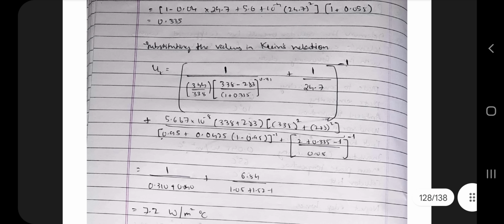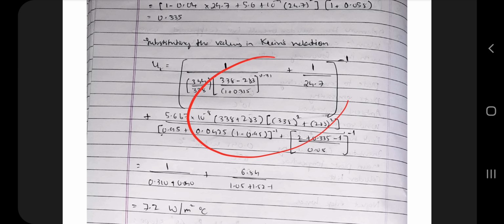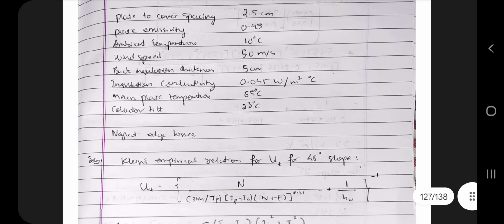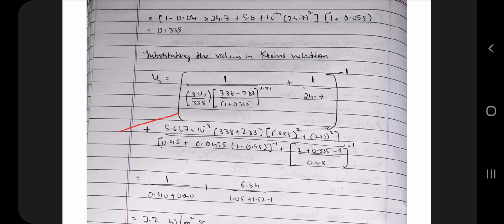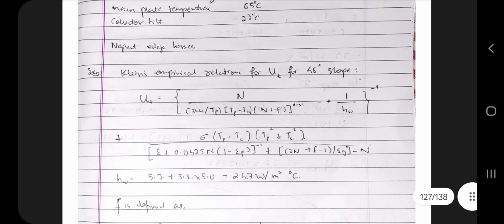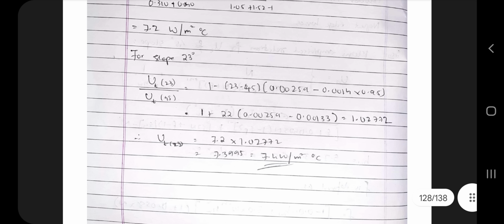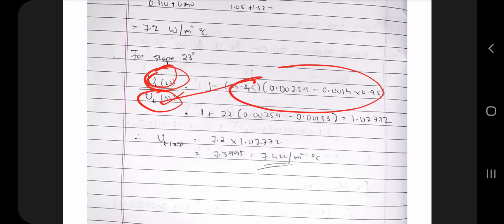HW is 5.7 plus 3 into 5, that answer you will get. Substitute this answer in this equation, you will get F, and after that you will use those answers, F and HW, in this equation. After you substitute those values, which are given to us in the parameter list, some values you have to memorize, like 338, and 344. See, 344 is already given here, you will take it from here. Just substitute those values and get the final answer. And for slope 23 you have to use the ratio u23 by u45. u45 is already obtained, u23 you just cross multiply by this and you will get the final answer.